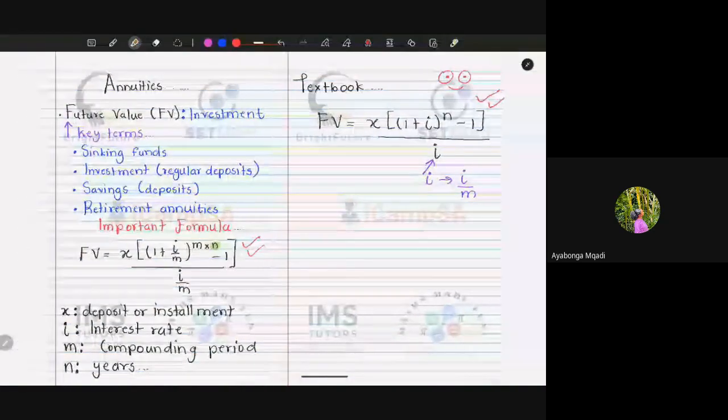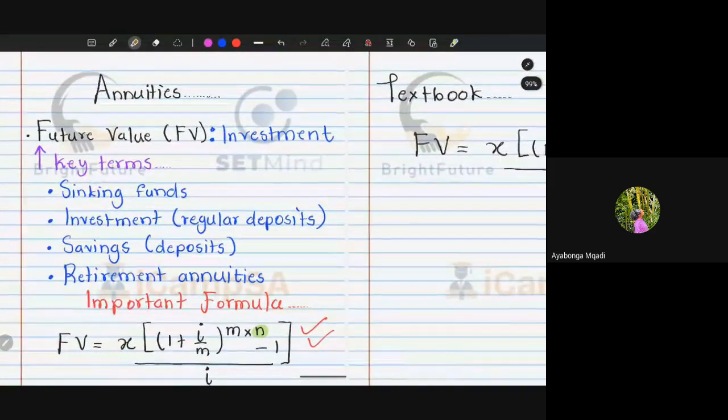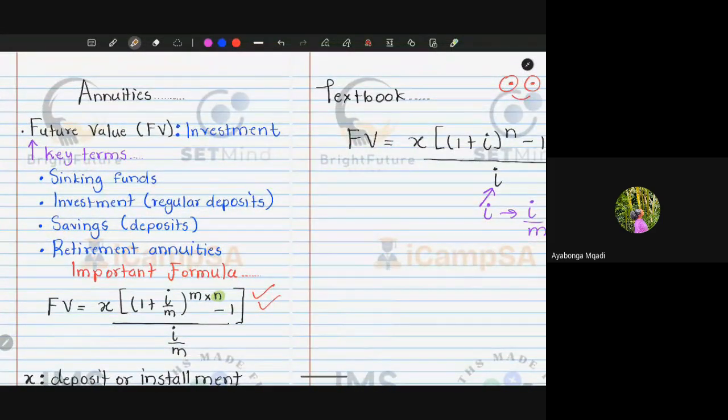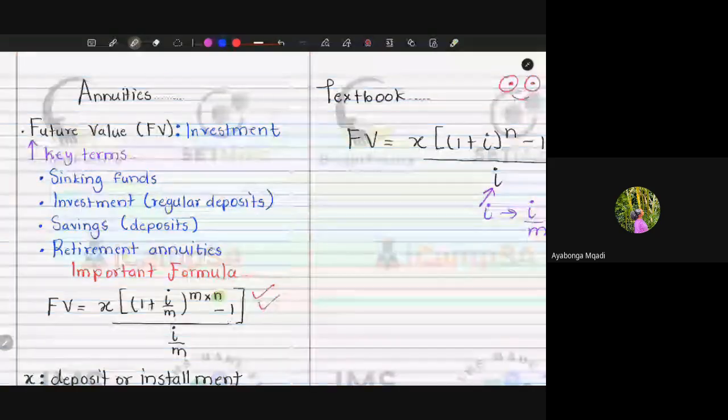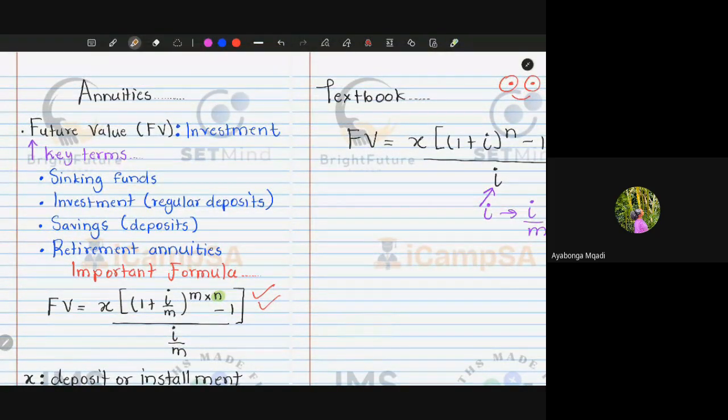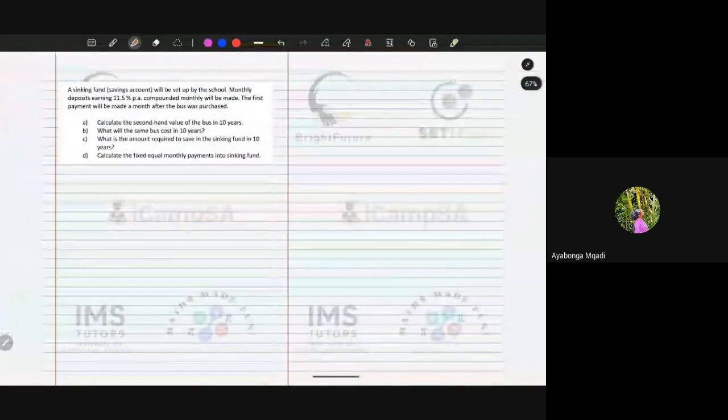But one thing I need you all to remember is that when we're speaking of future value annuities, which is what we covered in the last session, there are important terms. You'll be looking at, let's say, sinking funds, but that will also appear on present value. As your key terms, you'll be looking for investment, savings, deposits, retirement annuities, and so on. So keep these in mind. These key terms are for future value annuities. In today's lesson, we are going to look at key terms when we now speak of present value annuities. So let's begin, guys.